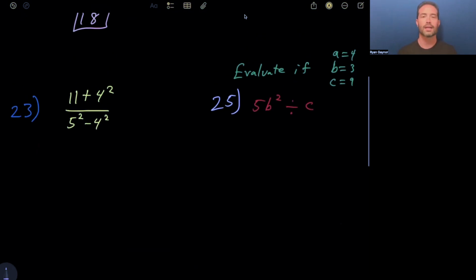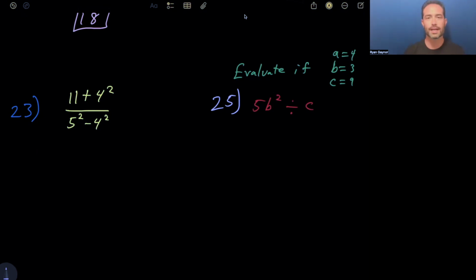And here's the advice on this problem. You're going to do the fraction part at the very end. So we're going to simplify the top, then we're going to simplify the bottom, and then we will do the fraction part, which is division. All right, so here we go.